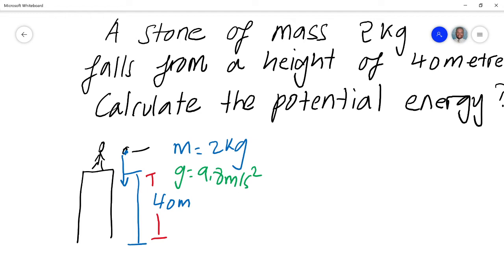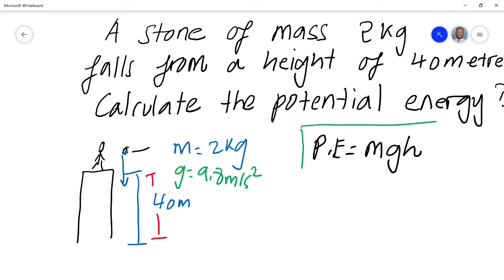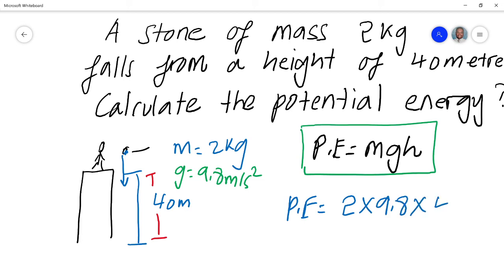The first thing we need to do is write down the formula. It's good practice. So we say PE is equal to mgh. That's the formula we're going to be using for this question. And then the next thing we do is we get our mass, which is 2, multiplied by 9.8 and multiplied by 40. Remember, mass is in kilograms, so we don't need to change the 2, and height is in meters.